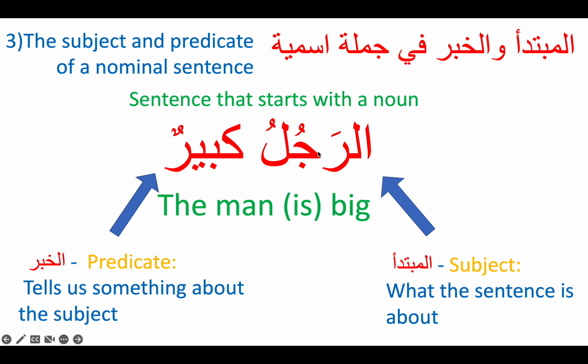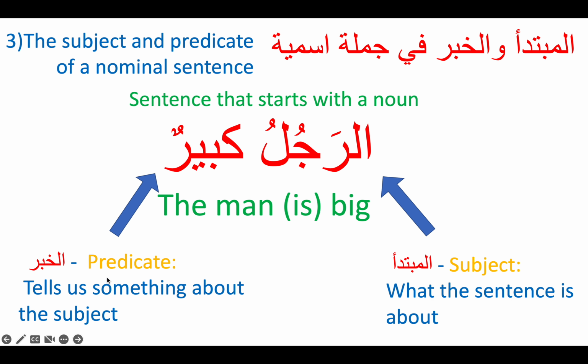So let's just see the sentence. الرجل كبير. The man is big. Let's break it down. So the subject, or in Arabic, المبتدأ, is what the sentence is about. The man, okay? This sentence is about the man. So he is the subject, and the subject in a nominal sentence is in the nominative case. So that's why it's indicated by the dhamma.